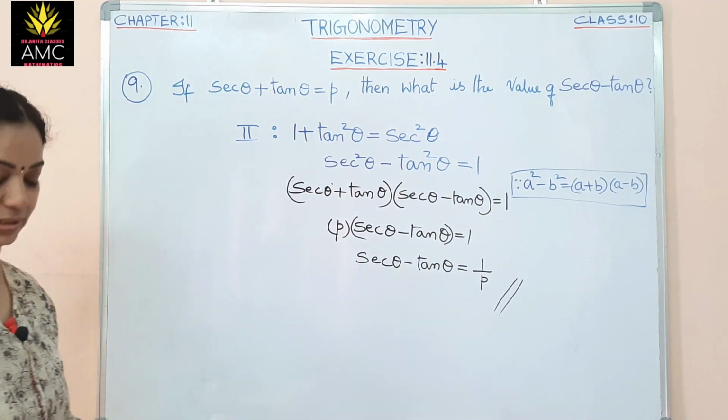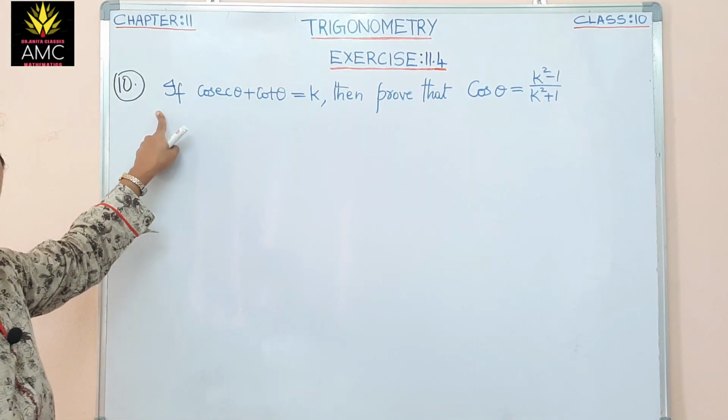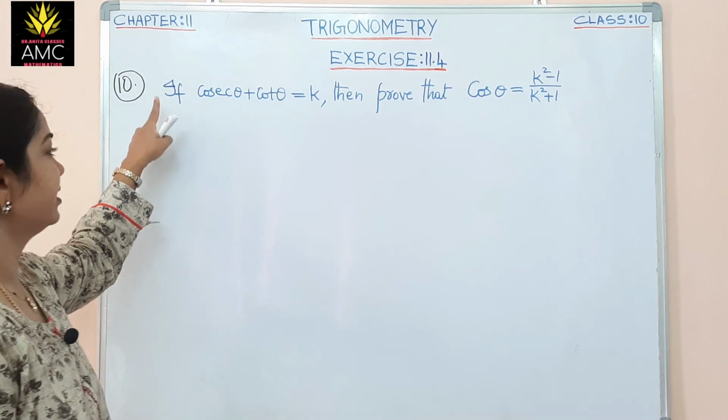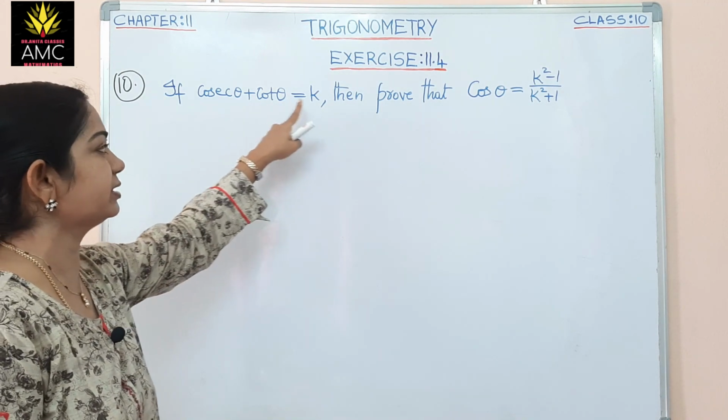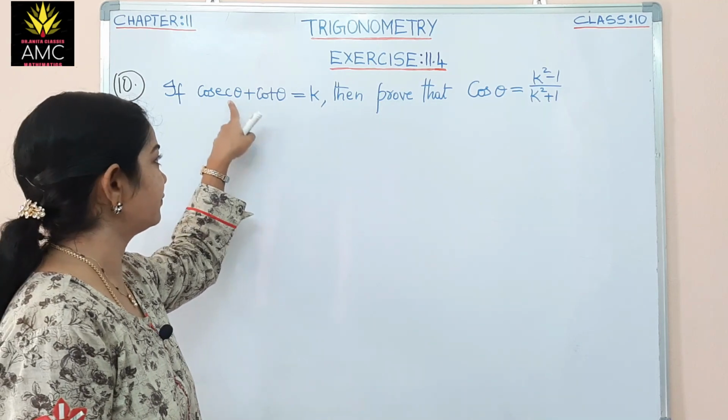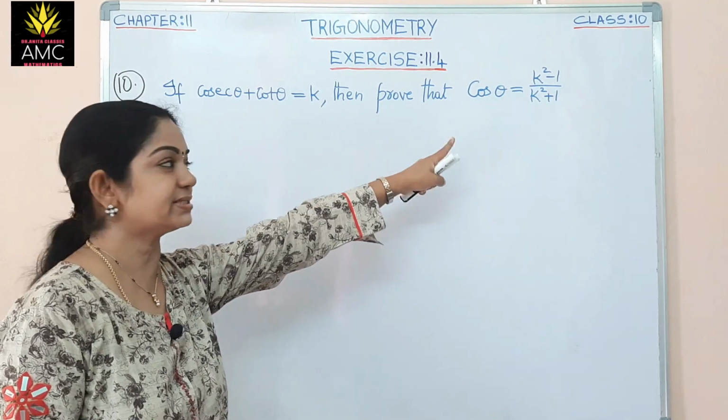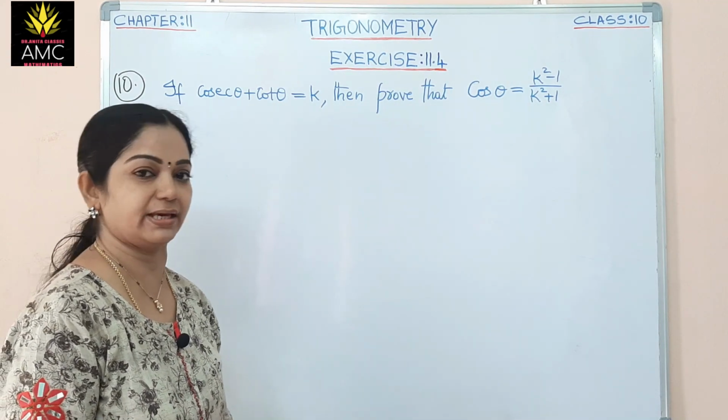Quickly pause the video, note it down. Now, see here the last problem in the exercise. If cosecant theta plus cot theta is k, the value of this is k, then prove that cos theta is equal to k square minus 1 by k square plus 1.